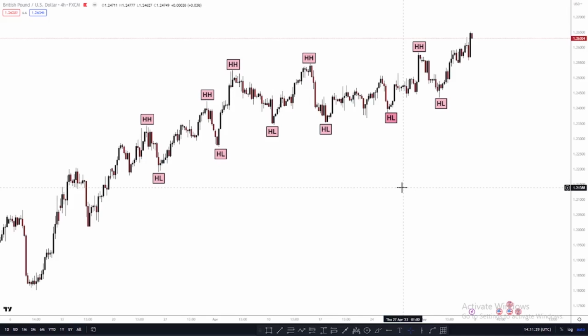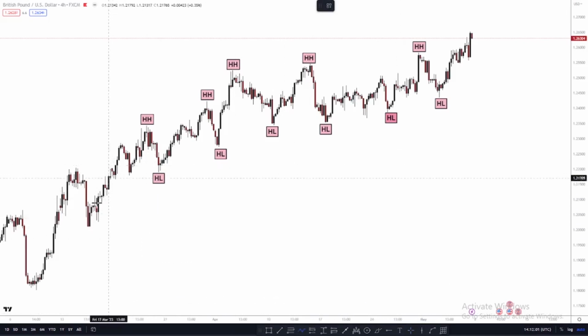You get me? I repeat, we are in an uptrend because the market is giving us a series of higher highs and higher lows market structures. So now let's dive into the chart and identify our higher highs and higher lows market structures.